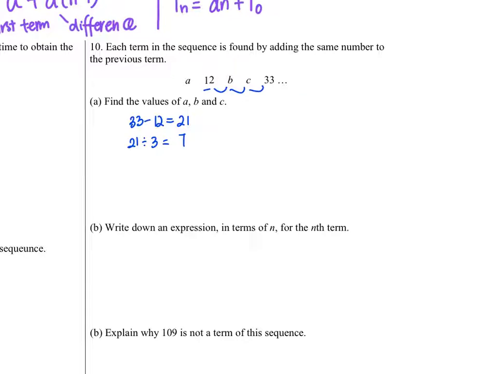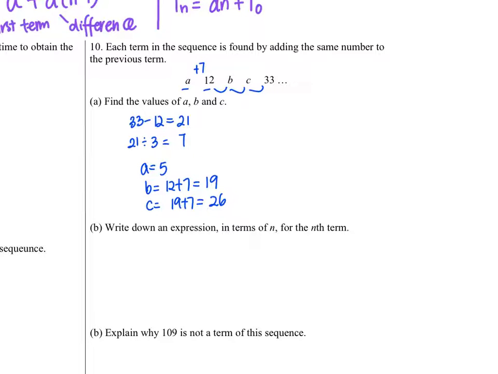So from the number 12, what plus 7 will give me 12? A will be equal to 5. 5 plus 7 will give me 12. Then B will be 12 plus 7, which is 19. Then C will be 19 plus 7, which is 26. So this gives me the answers for A, B, and C.